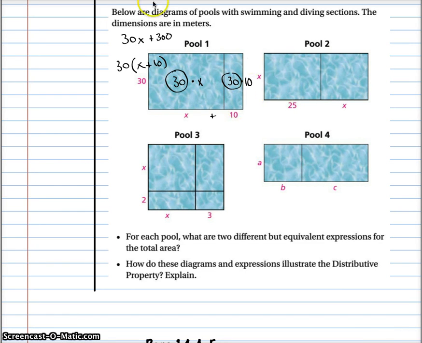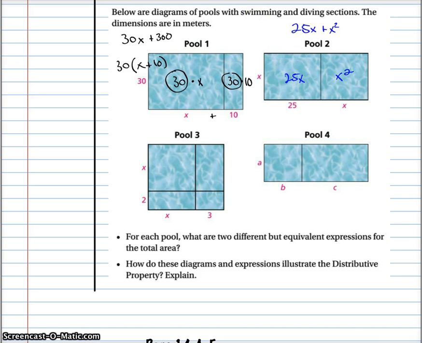All right, so this one, the same thing. I'm going to call this section x times 25, so that's 25x. And this section here is x, which is the same length here, x times x, which is x squared. So I can call that 25x plus x squared.